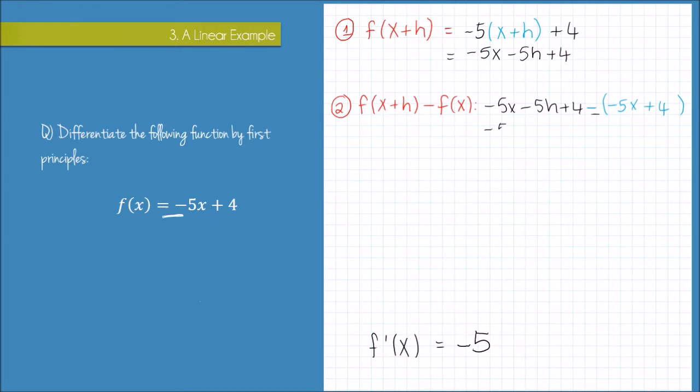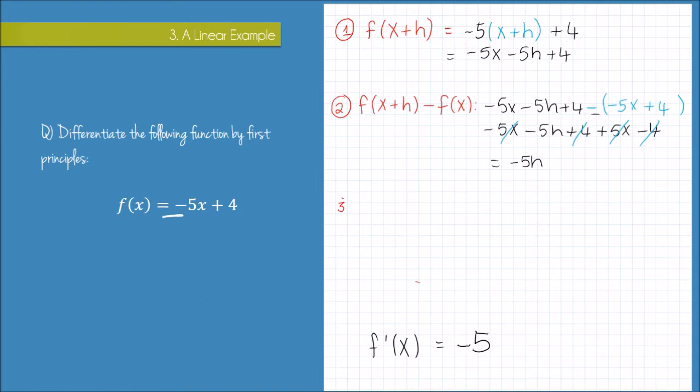We have minus 5x minus 5h plus 4 plus 5x minus 4. And now some of these terms cancel. The minus 5x cancels with the plus 5x, and we also have plus 4 and minus 4. That means we're just left with minus 5h.